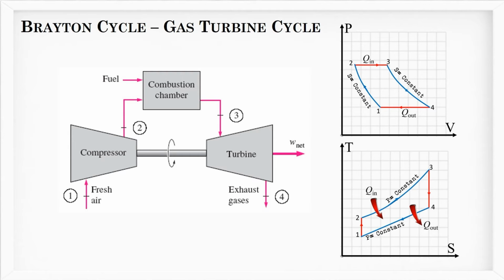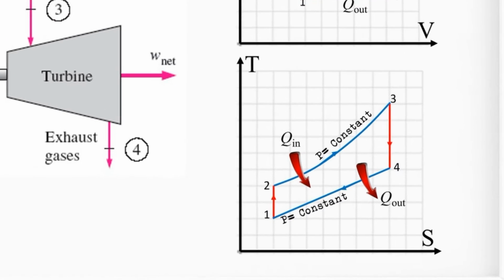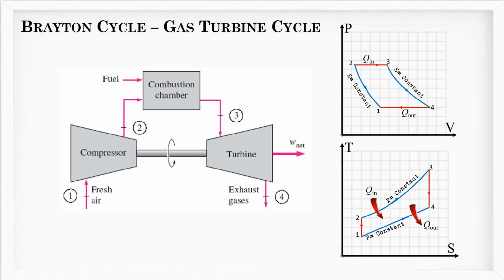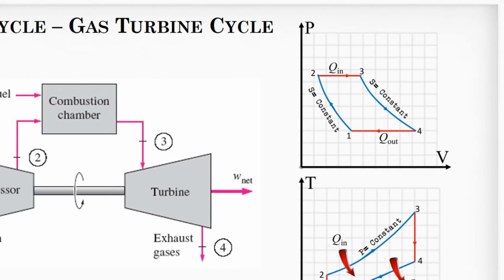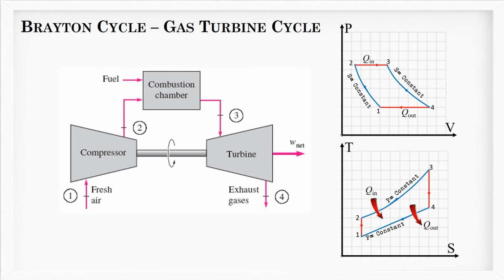Again, in the entropy-temperature diagram, it's there. In the PV diagram, it's there. So this is the schematic which you have in your lectures. It's clear here, 1, 2, 3, 4. In the diagrams also 1, 2, 3, 4.